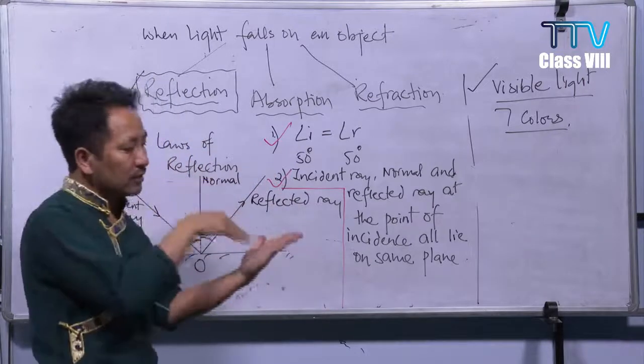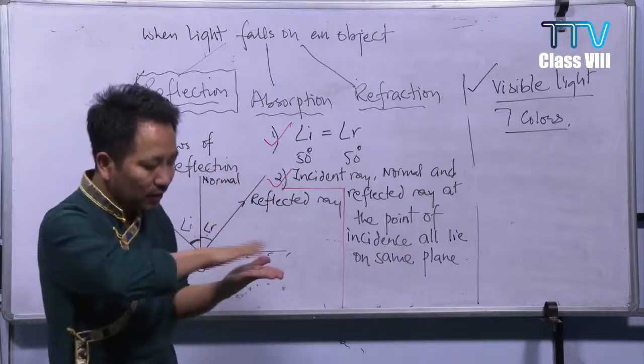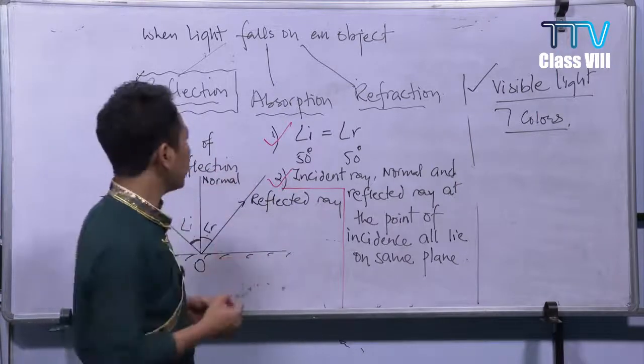When a light falls on a surface, some light gets bounced off from that surface of an object. That bouncing of light rays is called the reflection.